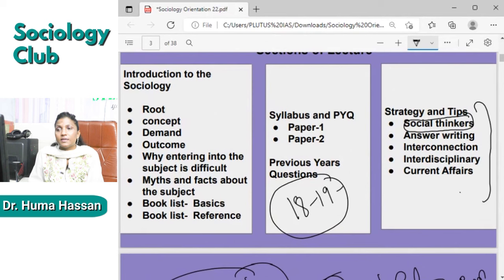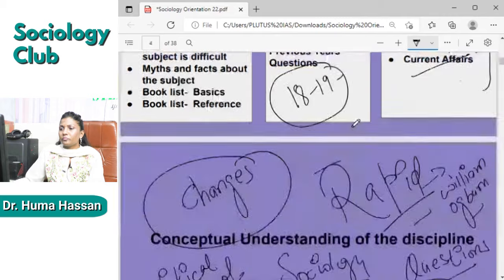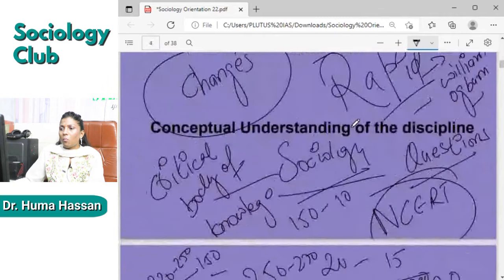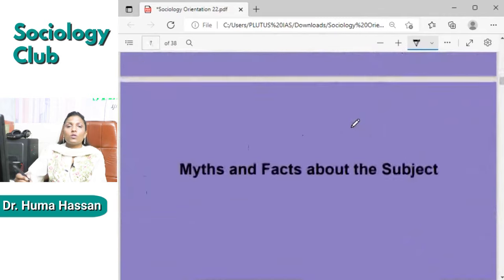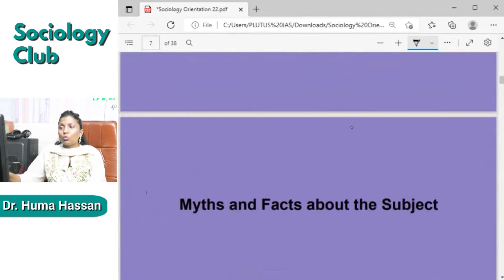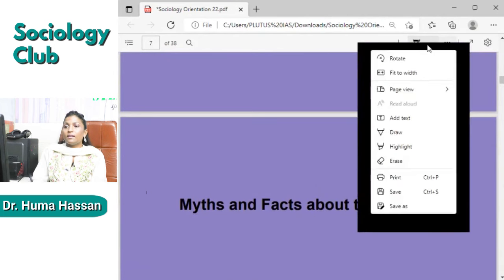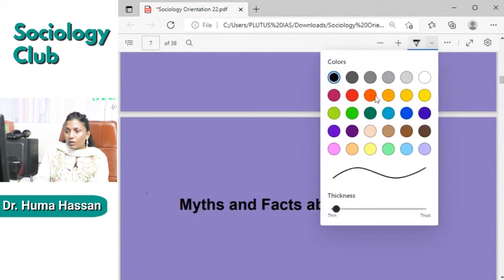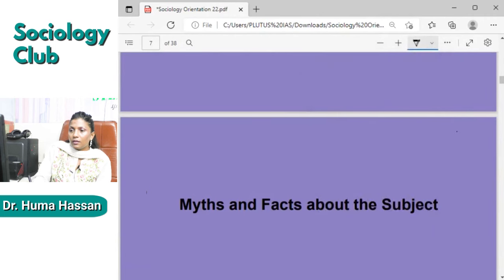And then focus on answer writing. It has to be interconnected or interdisciplinary, and then the current affairs. So, the way I've just explained what sociology is, you quickly have to come into answer writing, because it shows you reality, it gives you a check whether you have understood or not. So you can say this is the way flow comes in an answer.